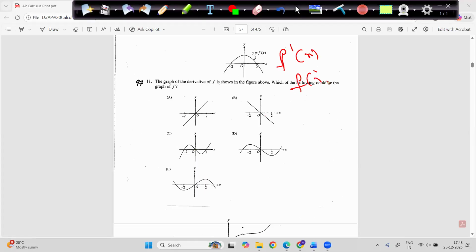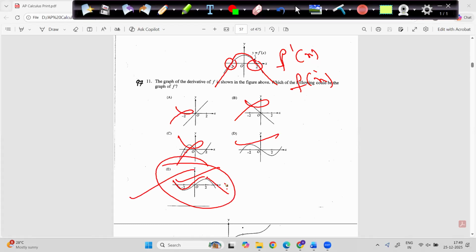Sir, f dash x is 0 at minus 2 and 2, which means f of x should have horizontal tangents at minus 2 and 2. Yes. F dash x is positive from minus 2 to 2, so the function is increasing, and negative for less than this, so decreasing. So everything is satisfied in E. E for elephant should be the answer. Please go through this option once again. Any doubts, let me know. If not, I'll try to answer this question.